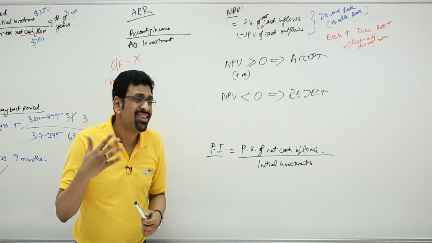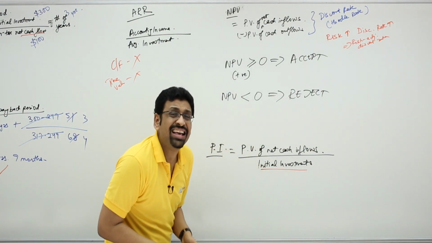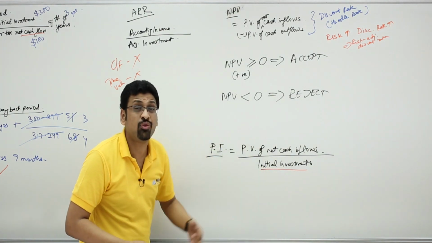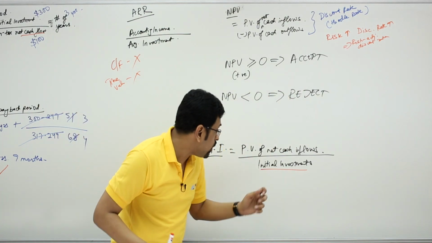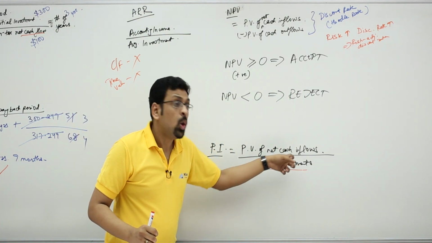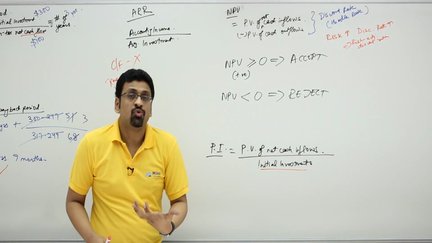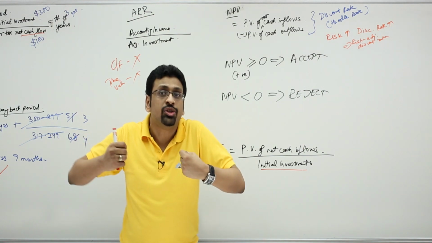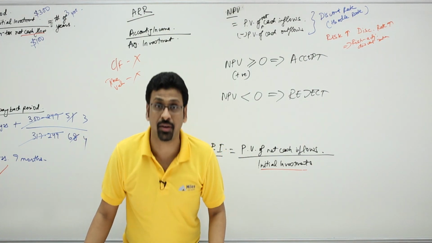So if funds are limited, that means the cash for this initial investment is limited. We don't have cash for many projects. We only have cash for some projects. So if this is limited, we would use the profitability index to determine which one of the mutually exclusive projects should be prioritized, which one of them should be accepted.